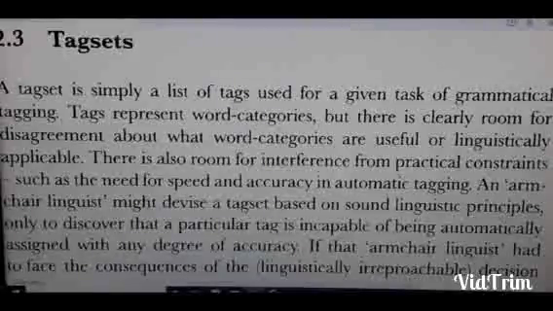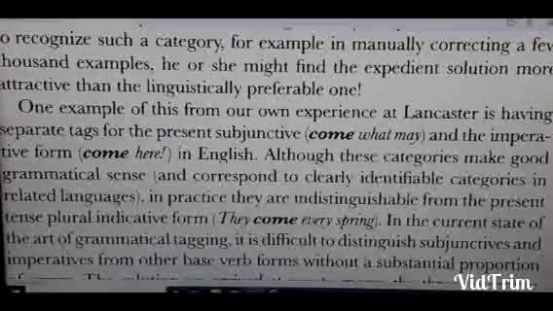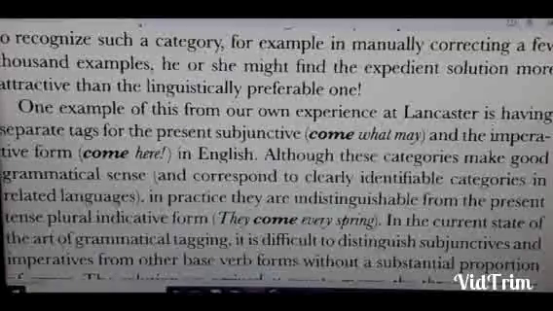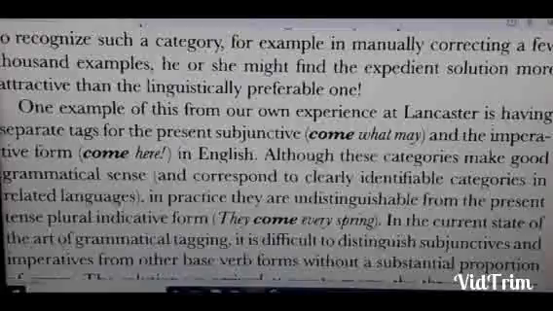If that armchair linguist had to face the consequences of a linguistically irreproachable decision to recognize such a category, for example, manually correcting a few thousand examples, he or she might find the expedient solution more attractive than the linguistically preferable one.